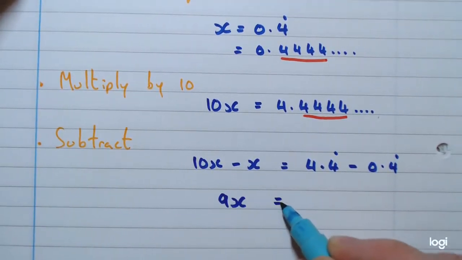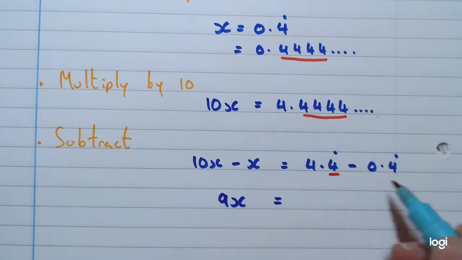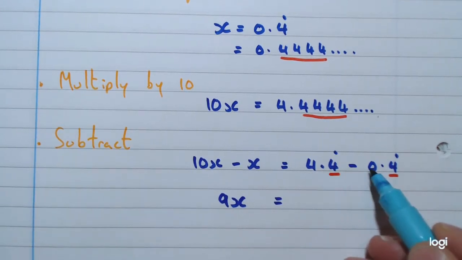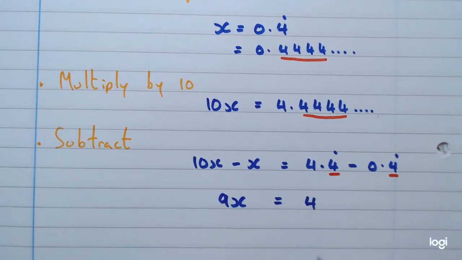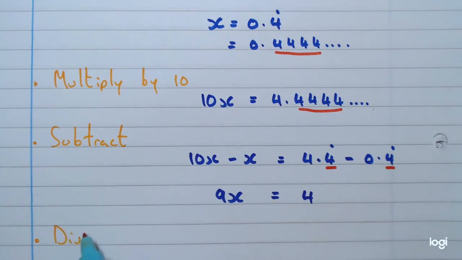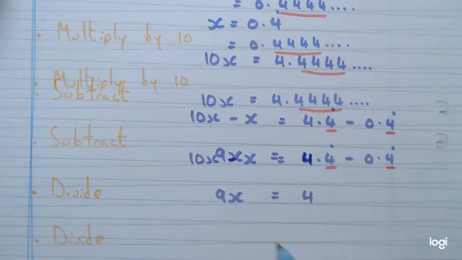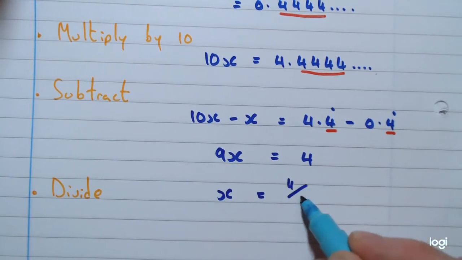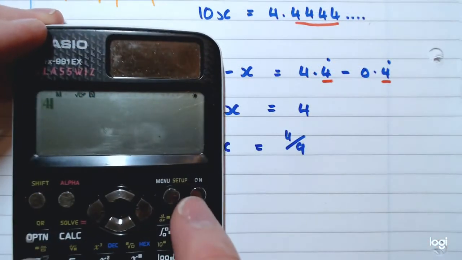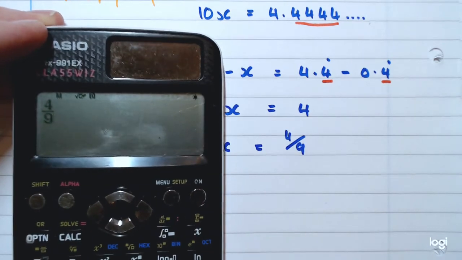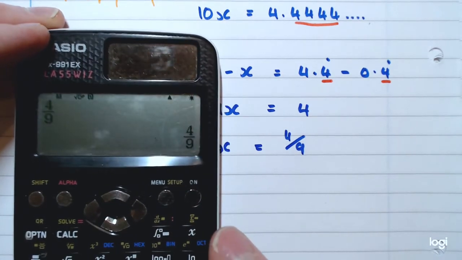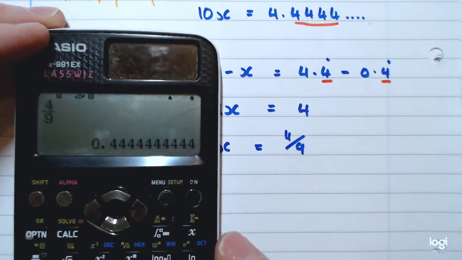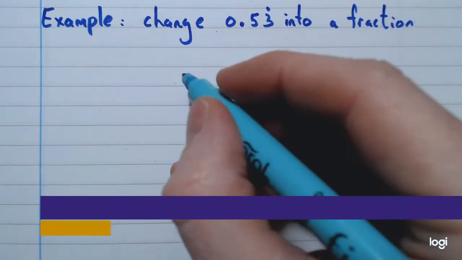Now, of course, we know that 10x take away 1x is 9x, and then 0.4 recurring take away 0.4 recurring basically is the same as 4 take away 0, which is just 4. And we've got rid of all the recurring decimals at this point. So here we just have to divide both sides by 9 to give us 1x. So x is 4 divided by 9, and if we check that on a calculator, 4 divided by 9, typing it in, pressing SD to change it, I can see it's 0.4 recurring.